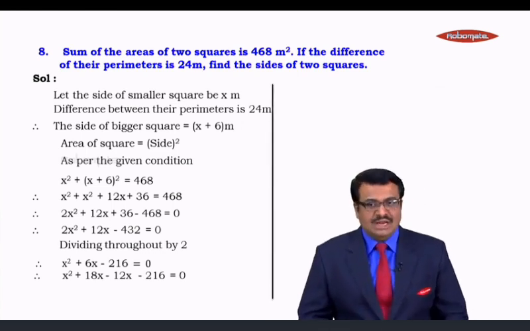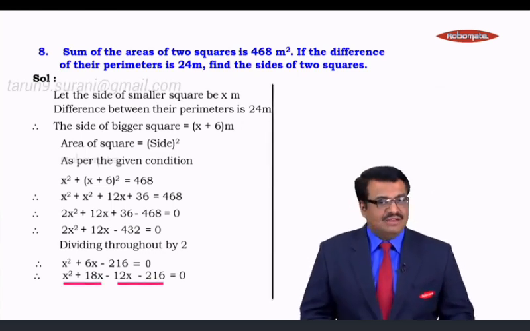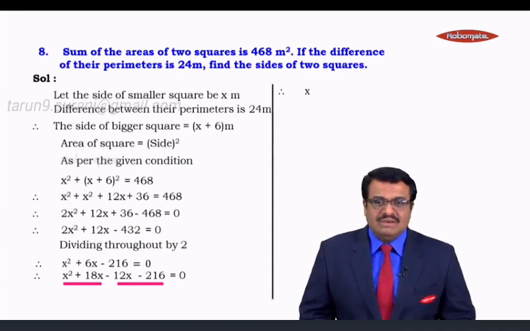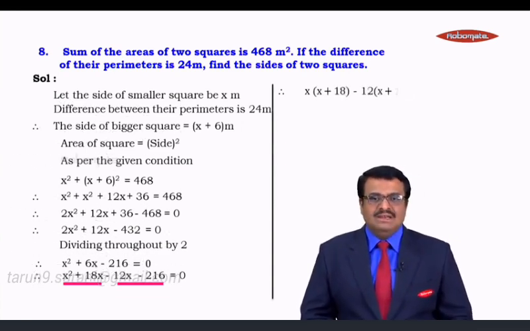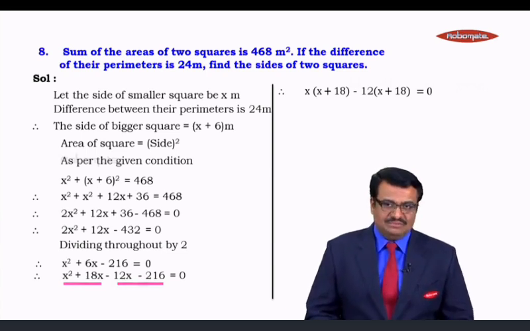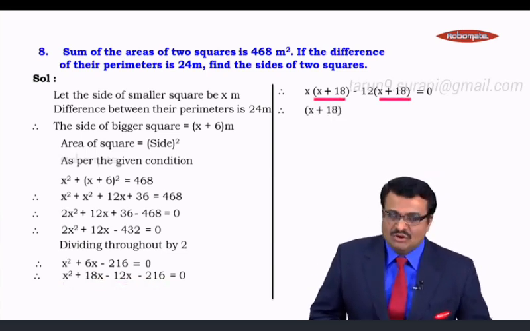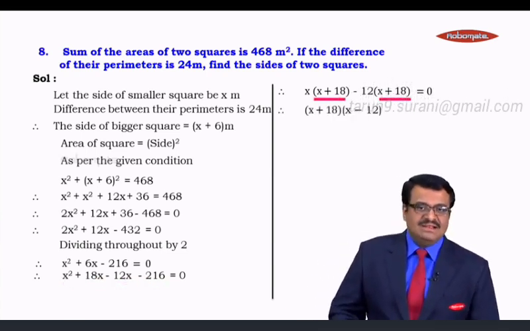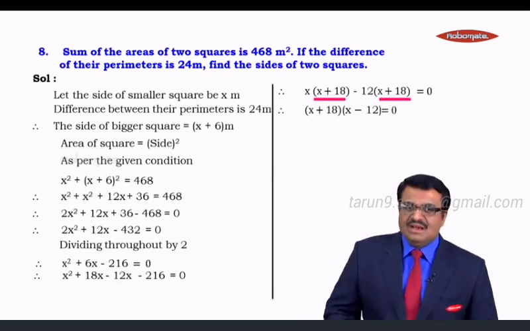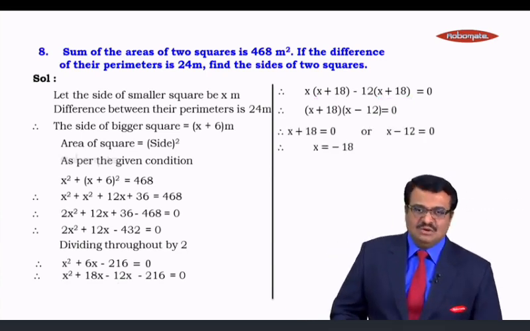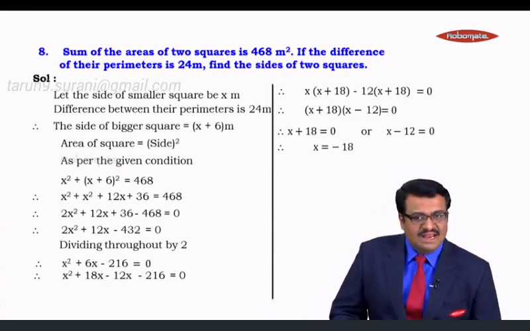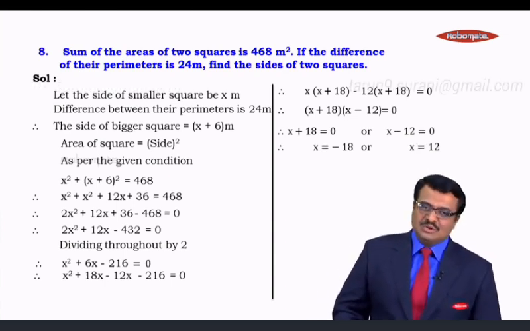Out of the first two, let us take something common, and out of the next two also let us take common. So what we get is x common, x plus 18, minus 12 common, x plus 18, is equal to 0, right? So x plus 18 goes out common. What stays inside the bracket? x minus 12 is equal to 0, right? So x plus 18 is equal to 0, or x minus 12 is equal to 0. x is equal to minus 18, or x is equal to 12.